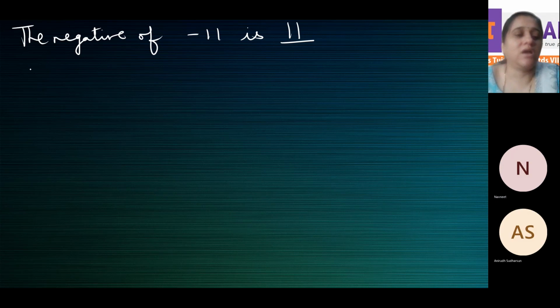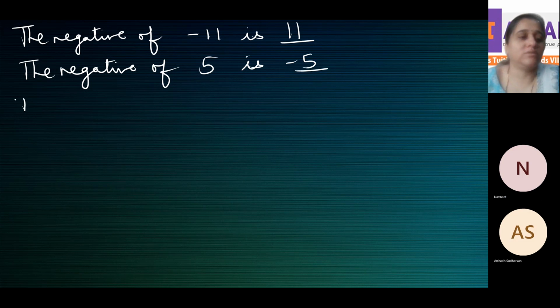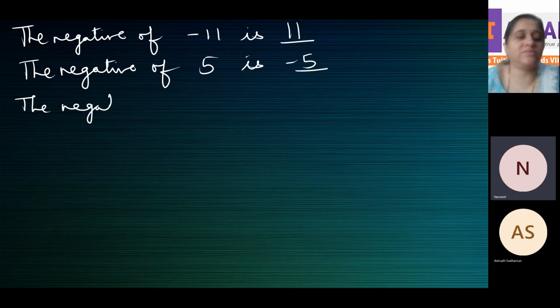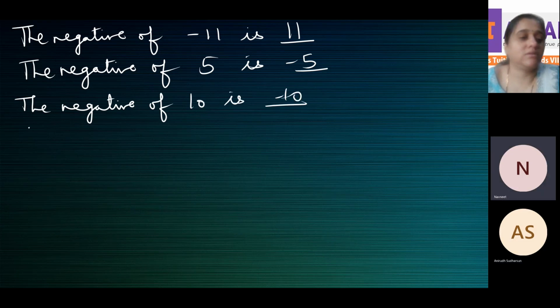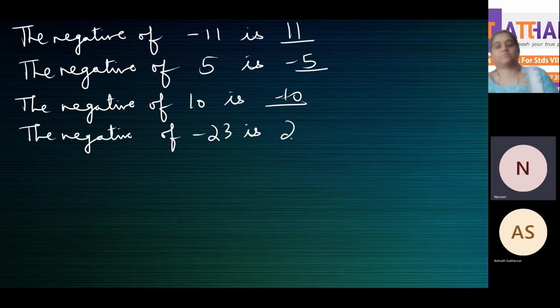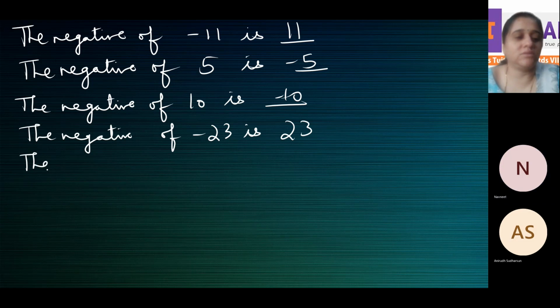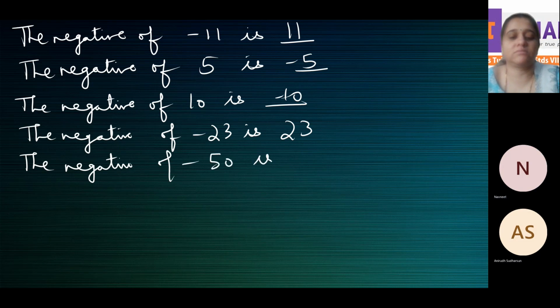Okay, now one by one. Navneet, the negative of 5 is? -5. Anirudh, the negative of 10 is? -10. Very good. Navneet, the negative of -23 is? 23. Anirudh, the negative of -50 is? Ma'am, 50.